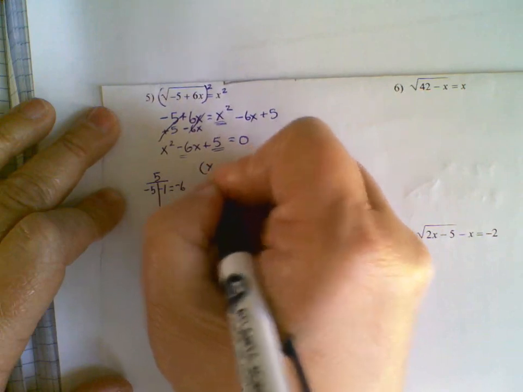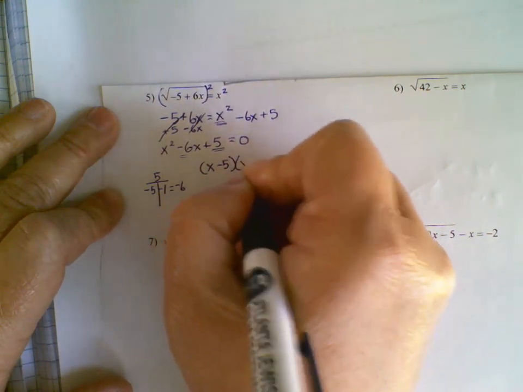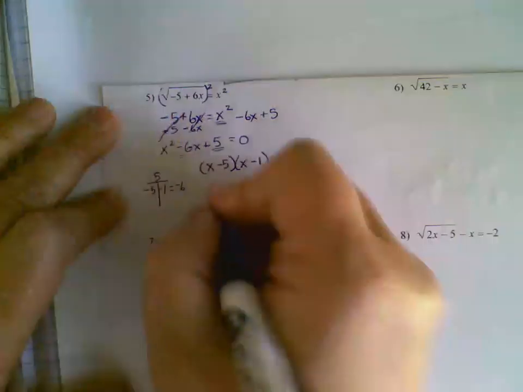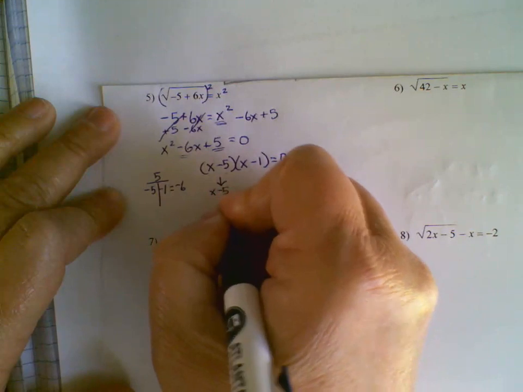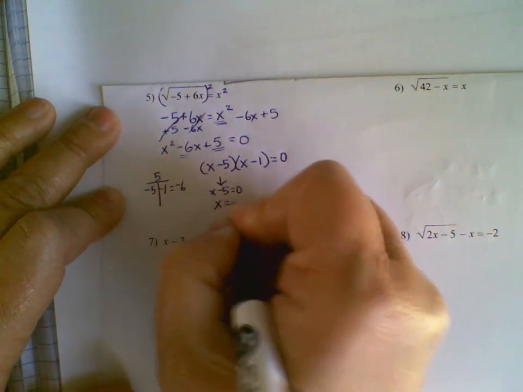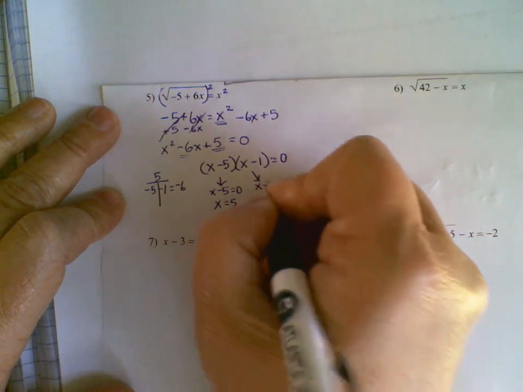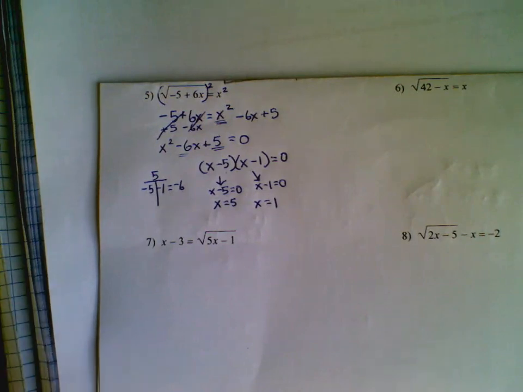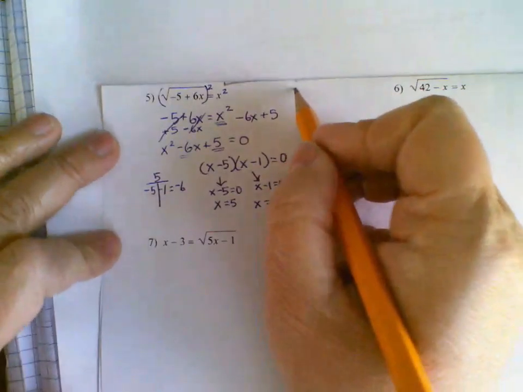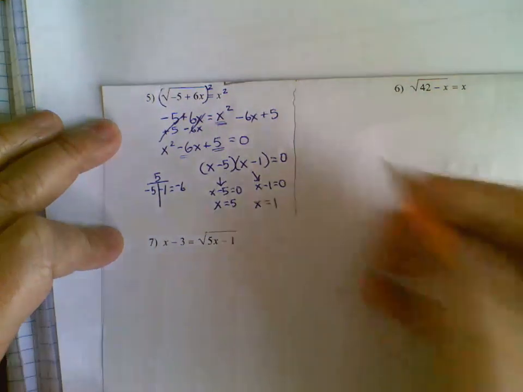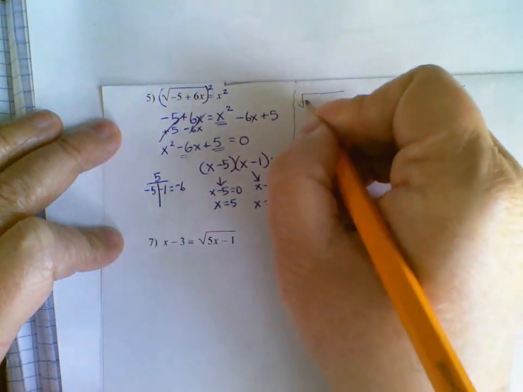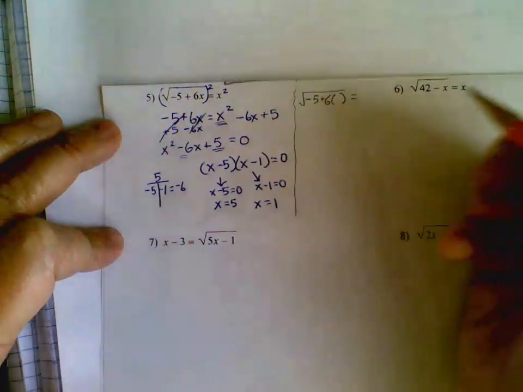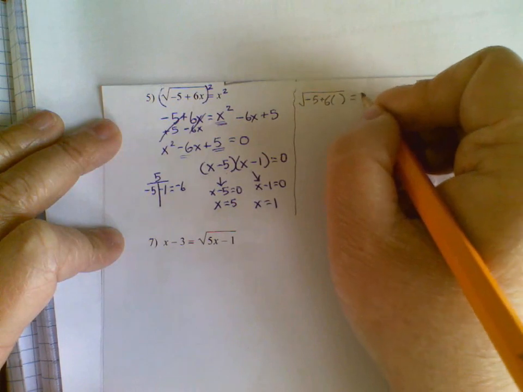So that means I have x minus 5, x minus 1 equals 0, which means one of these two factors has to equal 0. So either I have x minus 5 equals 0, which gives me x equals 5, or I have x minus 1 equals 0, which gives me x equals 1. Before I can box those up, I have to actually check them by plugging back into the original equation. So I have square root of negative 5 plus 6 times my solution has to equal that same solution.